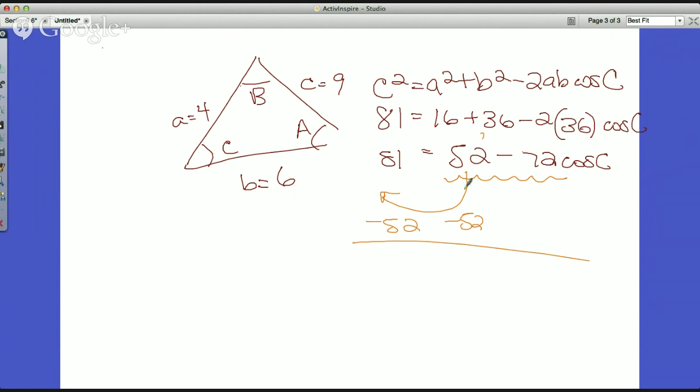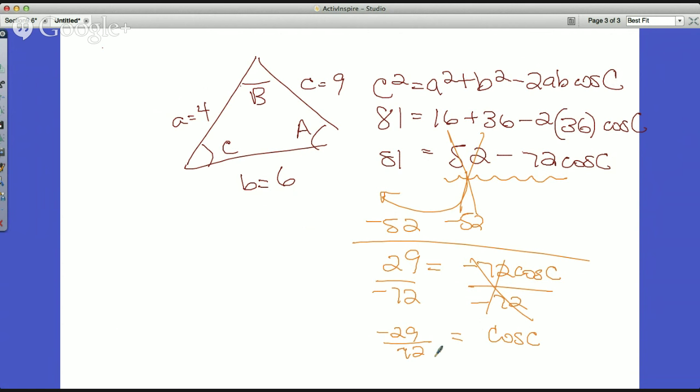So 81 minus 52 gets me 29, right? Okay, so 29 equals negative 72 cosine of C. So let's divide by negative 72. So what does cosine of C equal? You do the inverse of cosine, whatever the answer is.